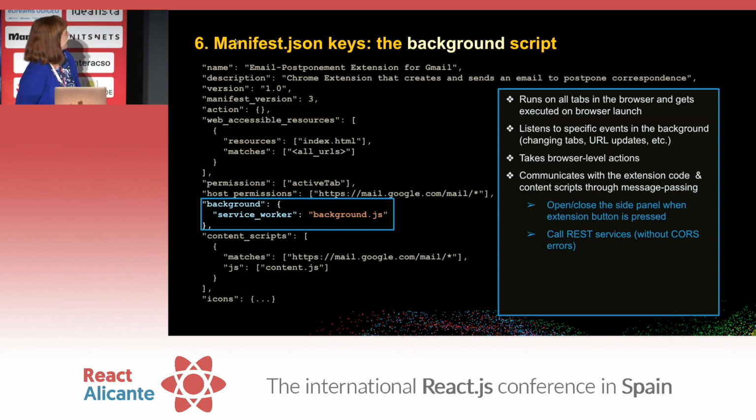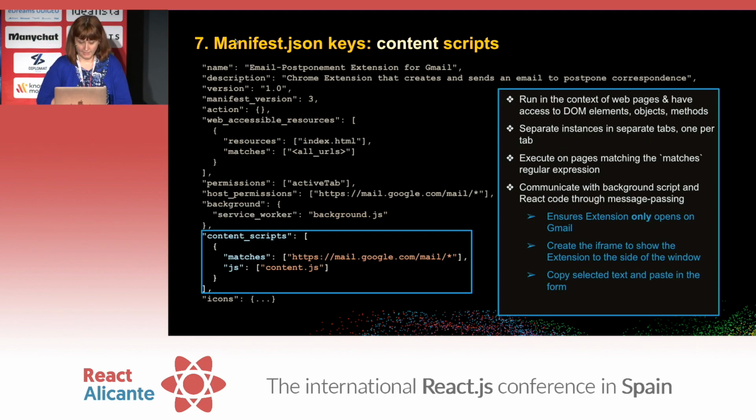So the service worker, or the background script, runs on all the tabs in the browser and gets executed on browser launch. It listens to specific events in the background, such as changing tabs or changing the URL. It's able to take browser-level actions. It communicates with the extension code and the content script through message passing. The script is written in vanilla JavaScript. And again, we use it to open and close the side panel, as well as call the REST services using the fetch API. And it has to be written in vanilla JavaScript.